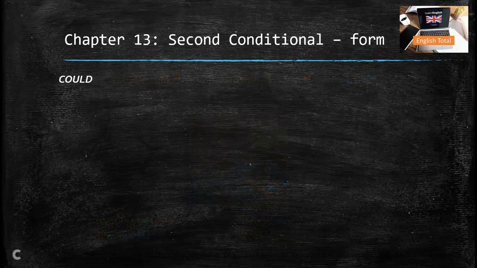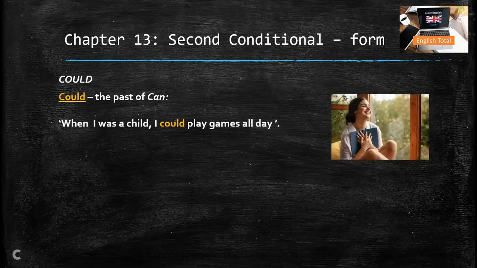Finally, let's take a moment to look at the use of could in the second conditional. You should know that could can be used in two ways. You can use it as the past form of can. For instance, when I was a child, I could play games all day. Clearly, this case does not apply to the second conditional.